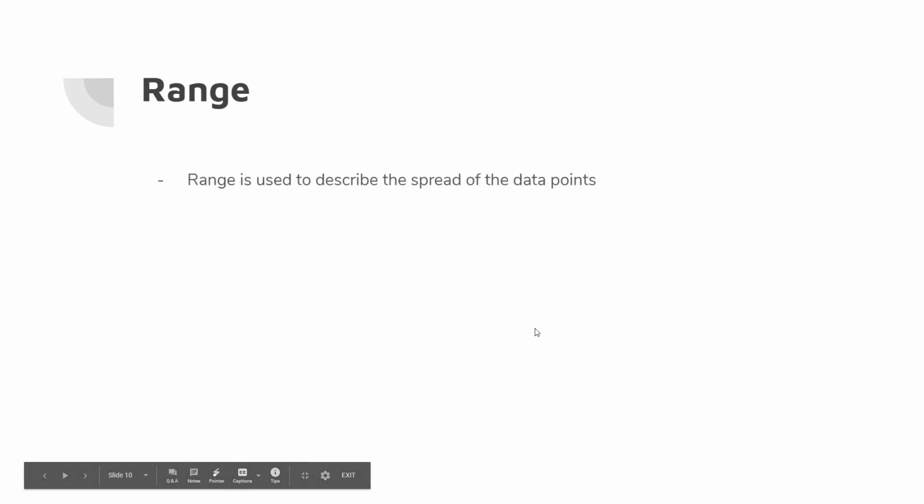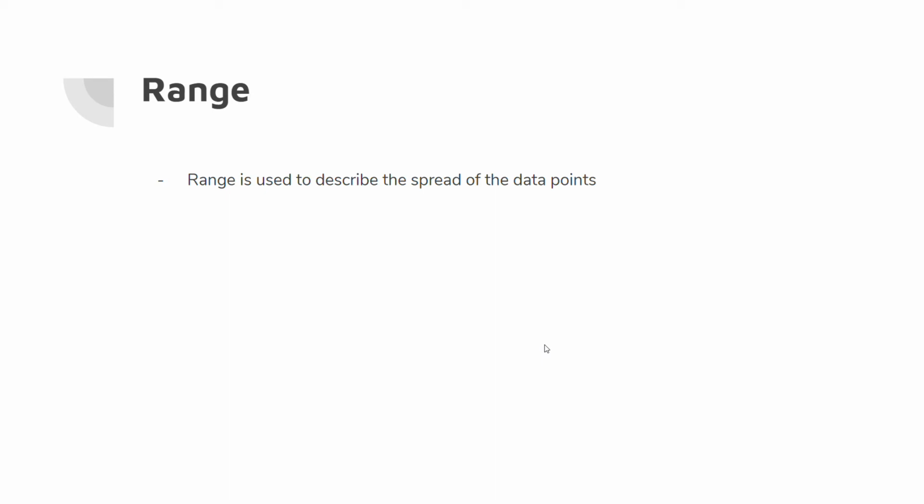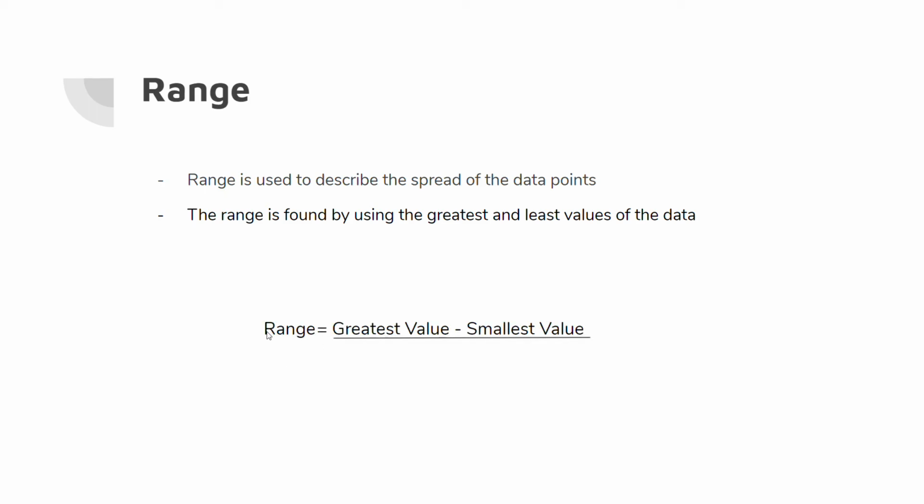Last one, range. Range is used to describe the spread of data points, which means it's a measure of variation. The range is found by using the greatest and least values of the data. So it means the biggest number and the smallest number is all you need. Remember, range is going to be the greatest value minus the smallest value, which means big number minus small number.